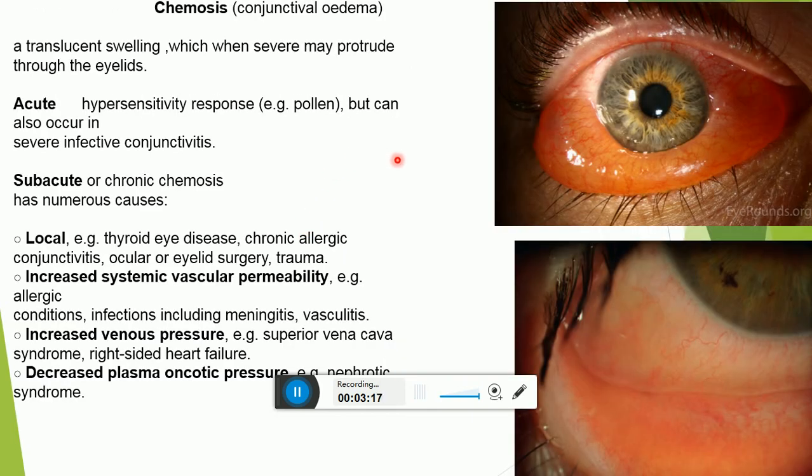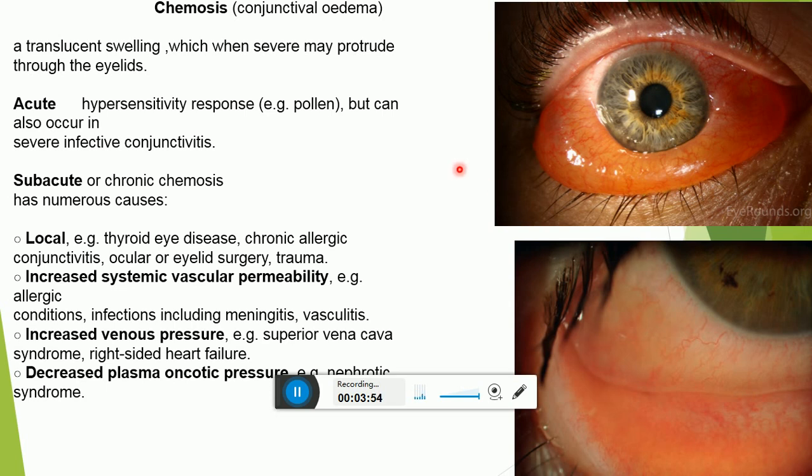Next is chemosis, also known as conjunctival edema. It is a translucent swelling. It may protrude through the eyelids. If it is acute, it indicates hypersensitivity response, for example to pollen, but can also occur in severe infective conjunctivitis. If it is subacute or chronic, it has numerous causes.